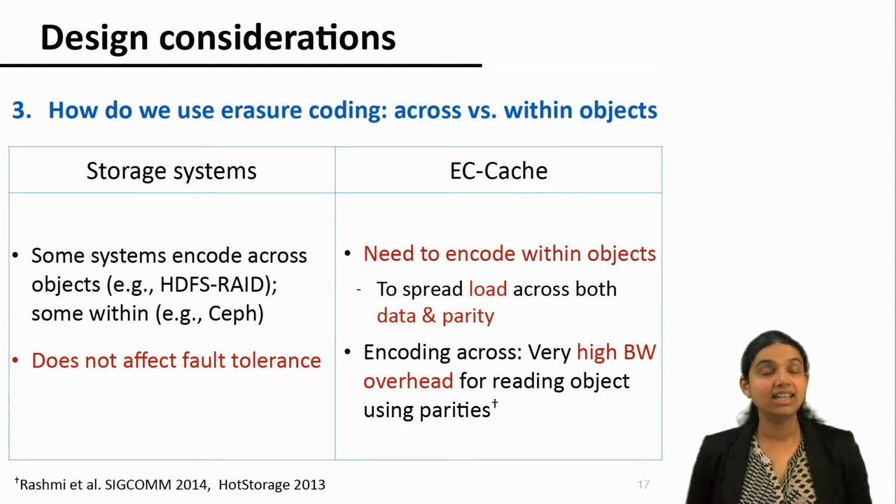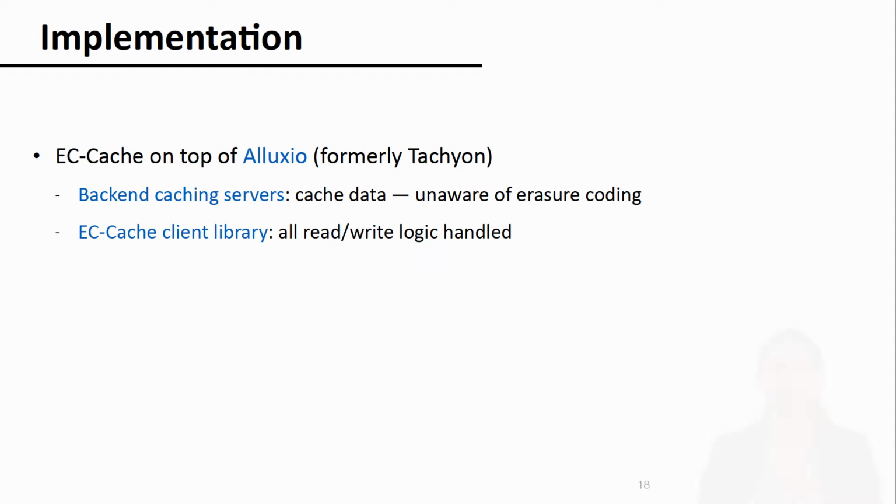On the other hand, in EC cache, we need to split objects and encode within objects so that we can spread the load across both data and parity units when serving read requests. If we encode across objects, there is very high bandwidth overhead in using parities to serve read requests.